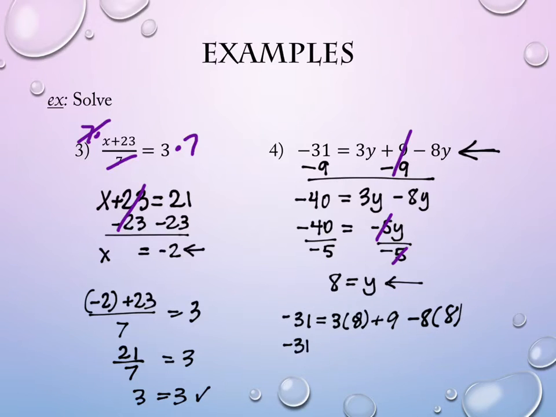So I don't do anything on the left. It's already a single number. 3 times 8 is 24. I have 24 plus 9. 8 times 8 is 64. You're welcome to grab a calculator if you wish. You want to check to see: is 24 plus 9 minus 64 equal to negative 31? I see some heads bobbing. It does. It works. So we did, in fact, find the correct solution.